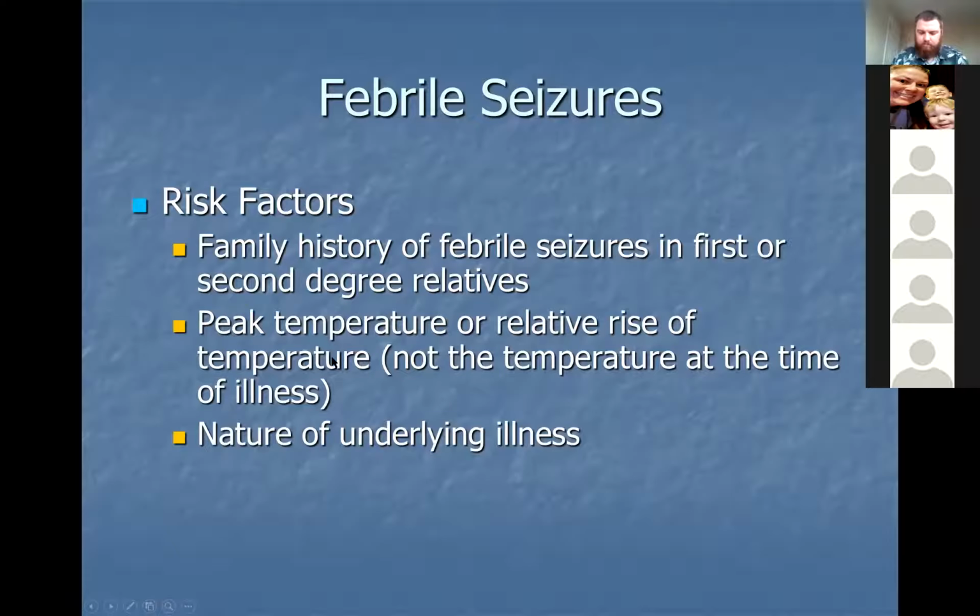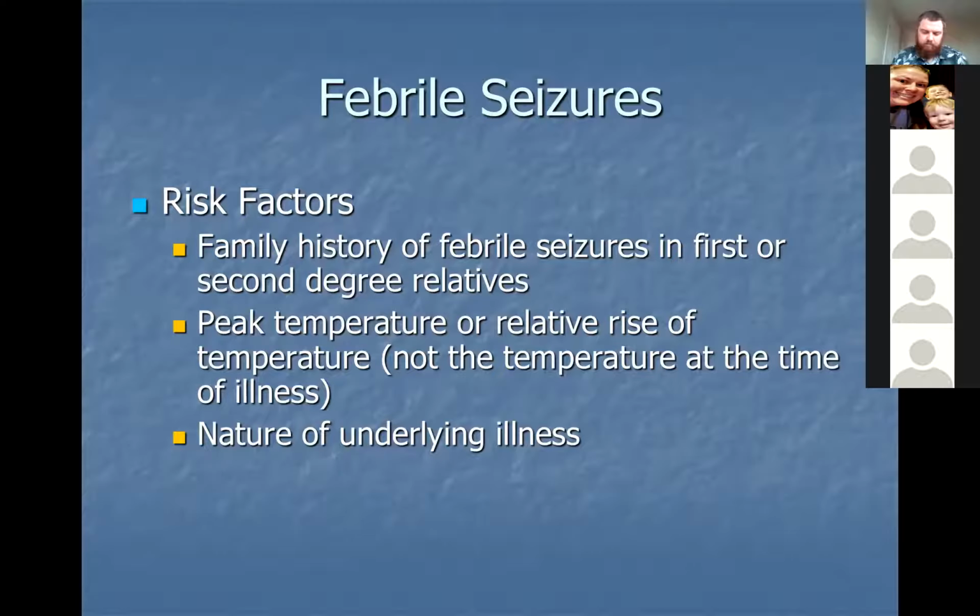Obviously, we think it's not necessarily how high the temperature gets. We think it's how quickly it changes between whatever the child's baseline temperature is and the next temperature. So it doesn't have to be a high fever like 104, 105 to provoke a seizure. It can be something as small as 101, 102.